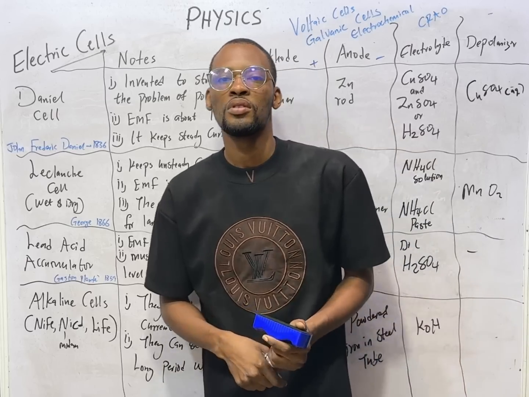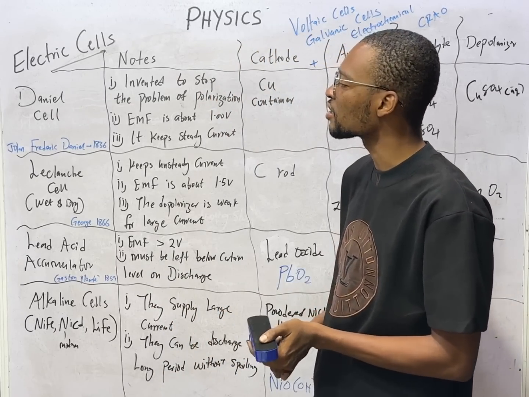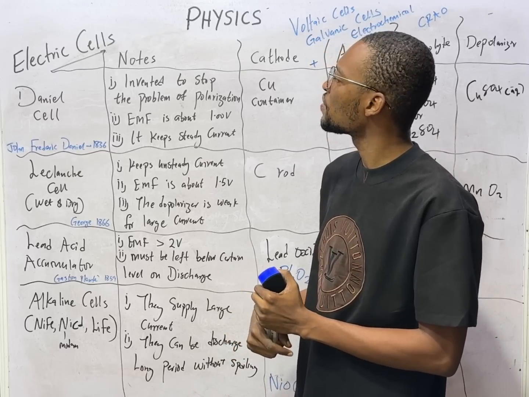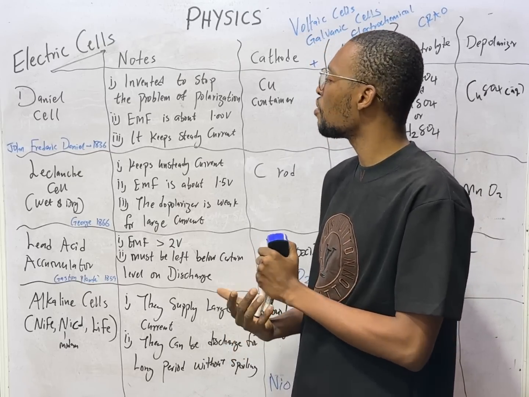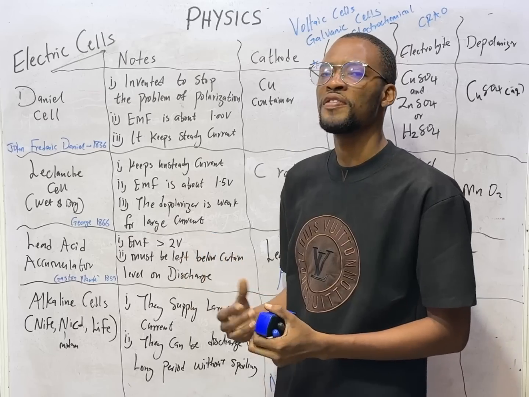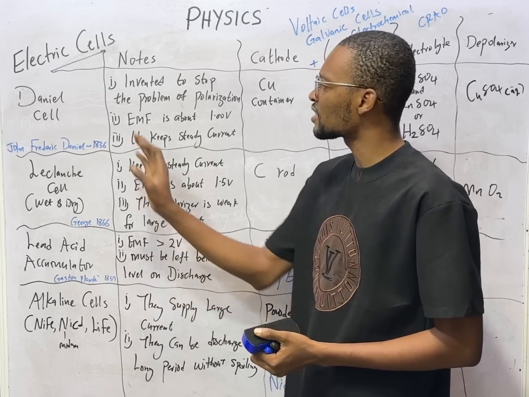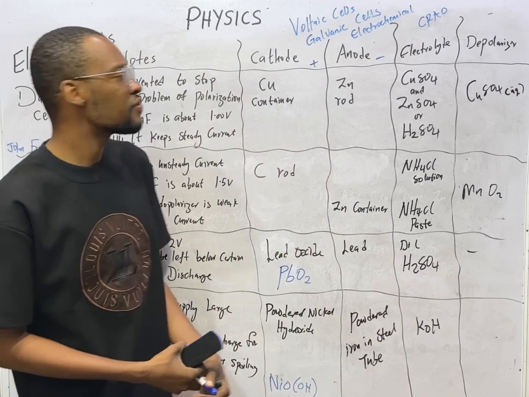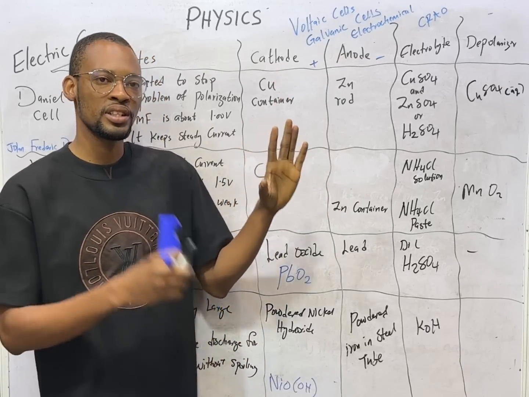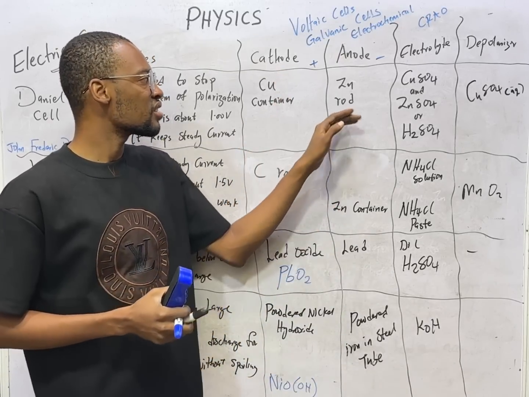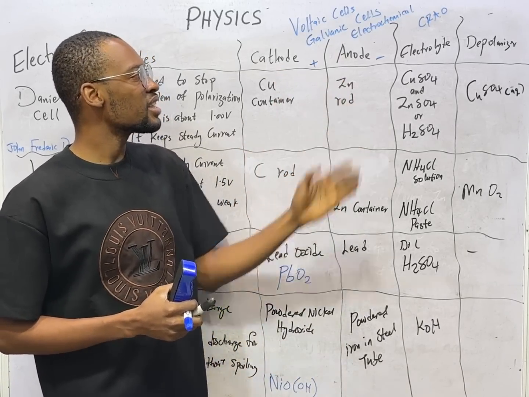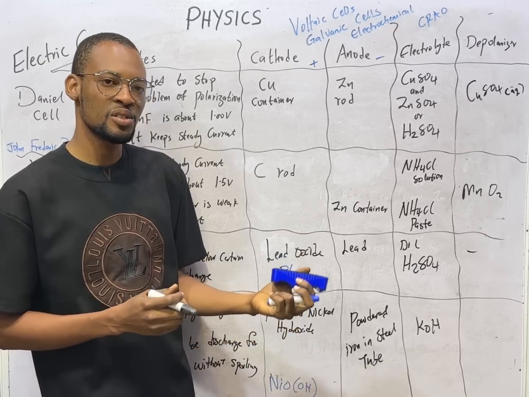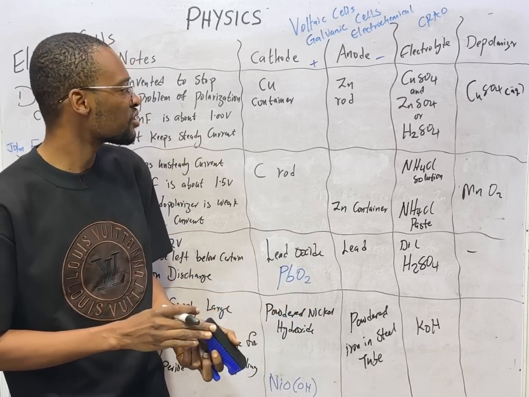Daniell cell, invented by John Frederic Daniell in 1836. This cell was invented to try to address the issue of polarization, and the EMF is about 1 volt and it can keep a steady current. For Daniell cell, the positive electrode or the cathode is a copper container, while the anode is a zinc rod. The electrolyte is either copper sulfate and zinc sulfate, CuSO4 or ZnSO4.